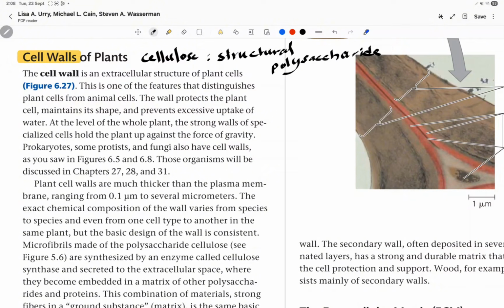Plants have cell walls, animals don't have any cell walls. Cell wall is important for what? To protect the plant cell, to maintain its shape, and to prevent it from taking up too much water. And if it did, it's not going to explode. It's also going to be important to hold the plant up against gravity.